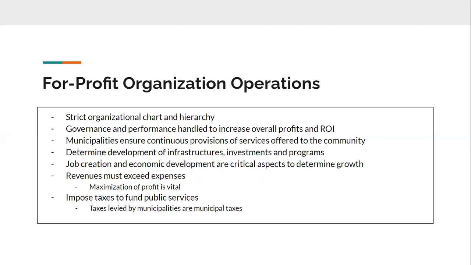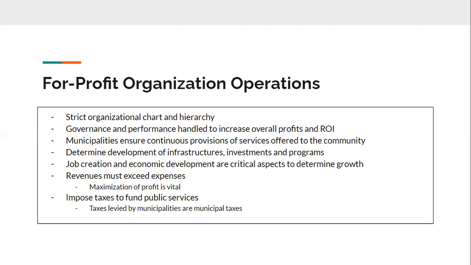Okay, so now I'm going to be looking into the for-profit organization and operations. Within the for-profit organization, there's a strict organizational chart. It follows a strict hierarchy. Governance and performance is handled to increase overall profits and the return on investment for shareholders and the public.